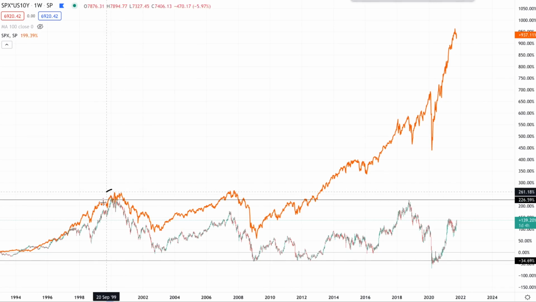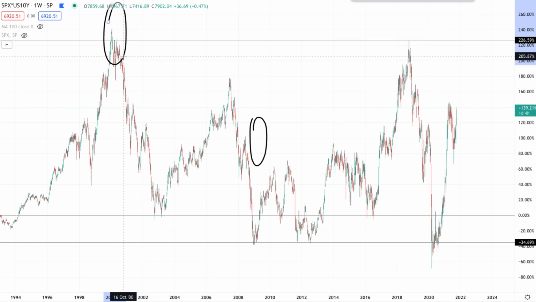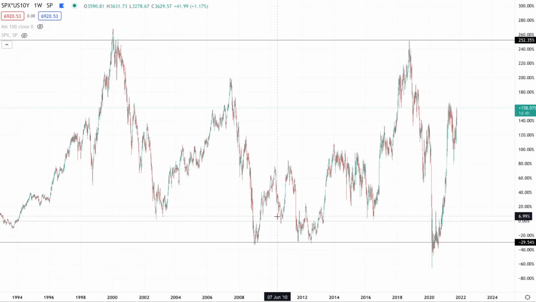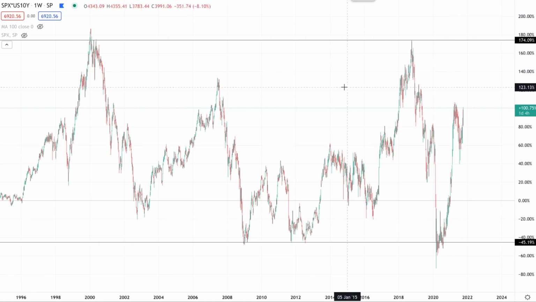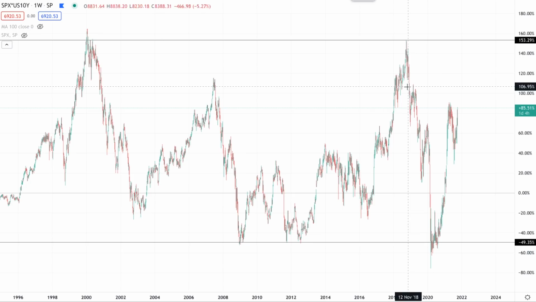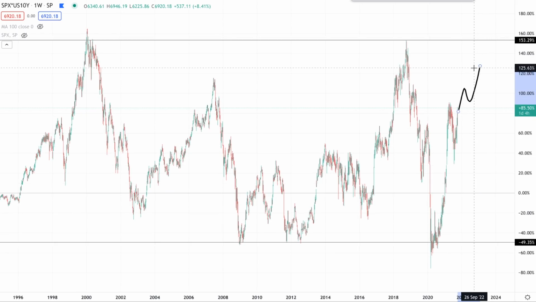So if you had actually used this indicator to time tops and bottoms, you would have sold at the height of the dot-com bubble. You would have bought at the bottom of the great financial crisis. You would have sold right here at the top of this 10-year bull run, and you would have bought here right after the COVID shock. Now, the point that I wanted to highlight with this indicator is that we're actually nowhere close to any of these big tops that we've previously seen. So if you actually put the S&P 500 in proportion to the 10-year yield, we could still have some upside left in both yields and the stock market before we make a big top.